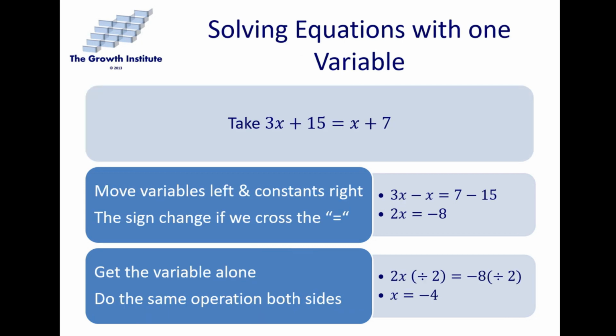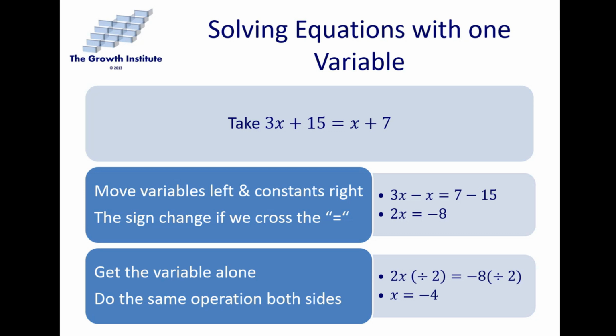Okay, so let's have a look at it. We are trying to solve an equation with one variable. That one variable in this case is x. Okay, so let's take 3x plus 15 equals x plus 7. What do we do? We move the variables left and we move the constants right. And the only thing we must remember is that when we cross the equal sign, the sign will change.